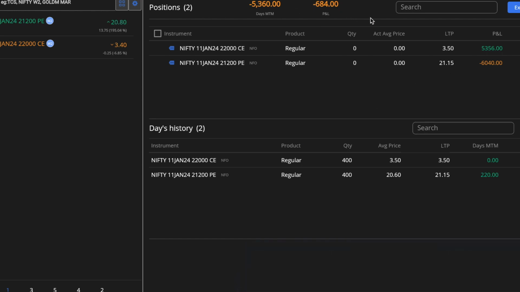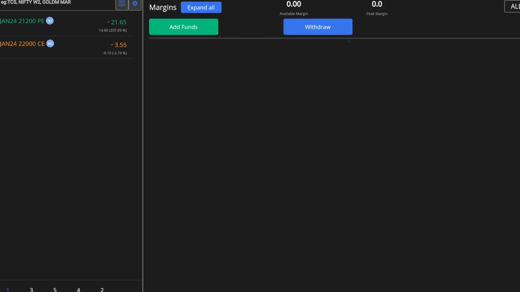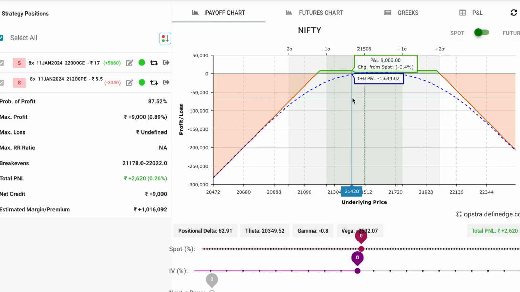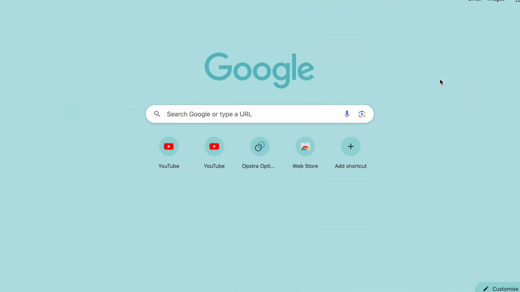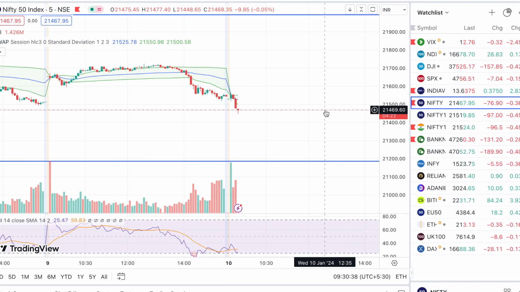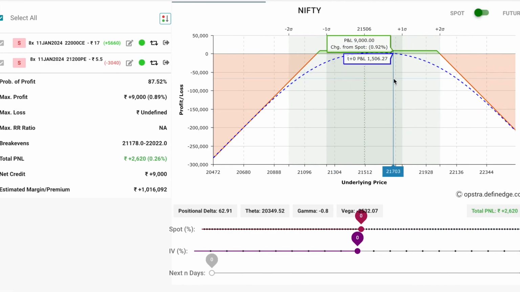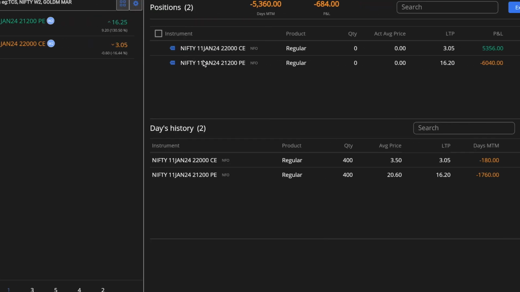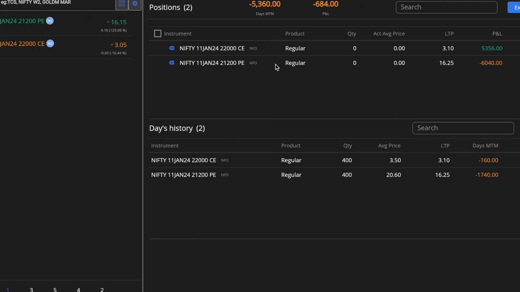Whatever the PNL is, we'll have to take it. It's minus 684. So that's it, and then we release our margin for some other work, and we can let this go. We'll put a new strategy after some time, but for now we'll let it go. We had some 4,000 profit, but we have to let go of it. We have to close this. So wait and watch for the new strategy. For now, we are closing this.